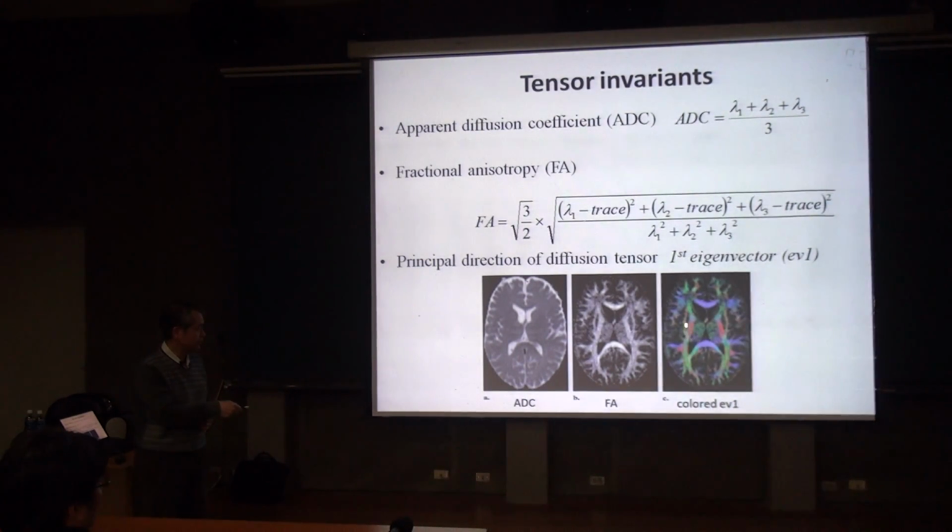So here we have red color. Red color means going perpendicular to the screen. And this blue color means they're going left and right direction. And green color means they are going up and down direction. So we use color coding to represent the direction of the neural fiber direction at each position. So here we have this kind of information.